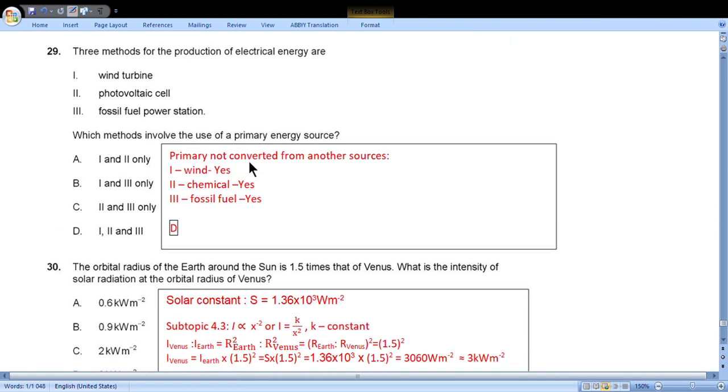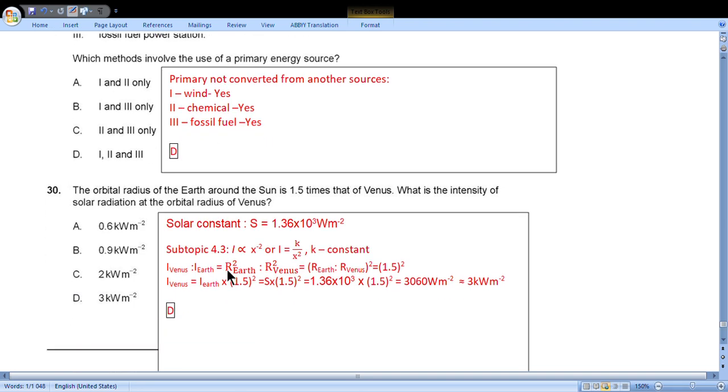Question 29. Three methods for the production of electrical energy are wind turbine, photovoltaic cell, and fossil fuel power station. Which method involves the use of primary energy sources? Primary sources are not converted from another source. So first, wind, yes, primary. Second, photovoltaic, solar, yes, primary. Third, fossil fuel, yes, primary. So we choose D. All 3 are primary.